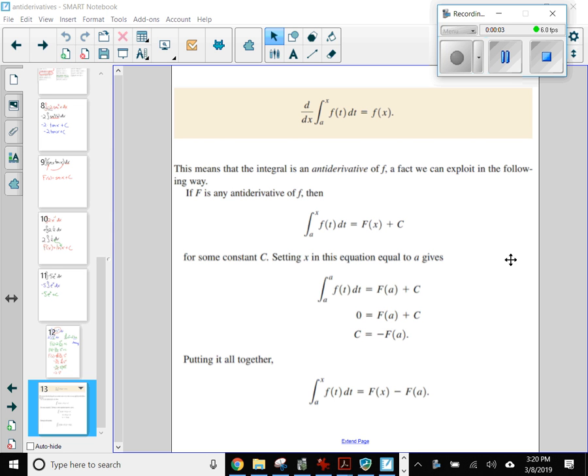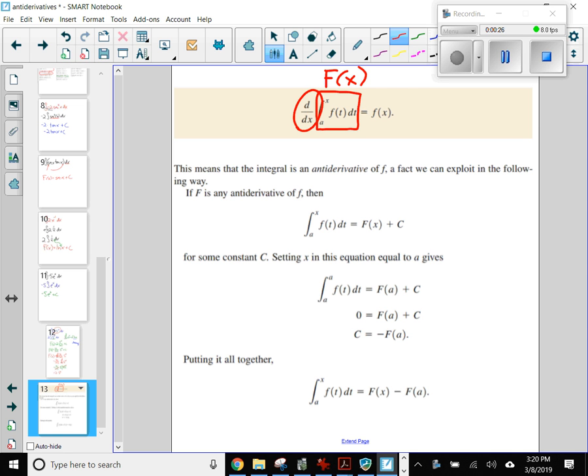Just a quick review of just a phenomenal thing from the book. So we know that this right here represents an antiderivative F of x. And we know if we take the derivative of the antiderivative, if we look for F prime of x, that leads us to our function f of x. So what we're saying is that the integral is an antiderivative of f.